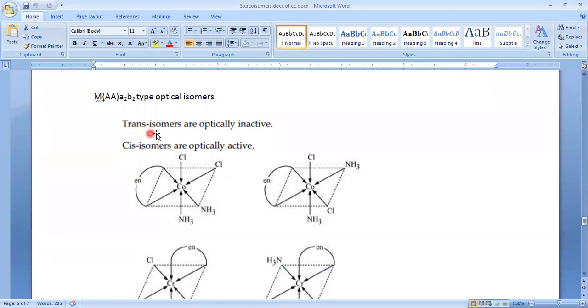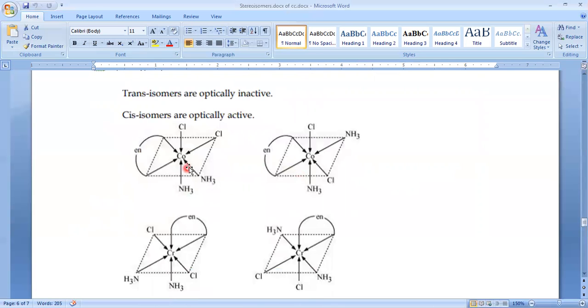Transforms are optically inactive, whereas cis forms are optically active. This is the cis form. Why? Because here we see similar groups on the same side. These two are the first orientation, and this is its second orientation, and these two can exhibit optical isomerism.